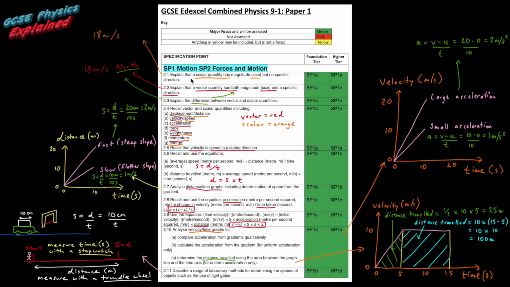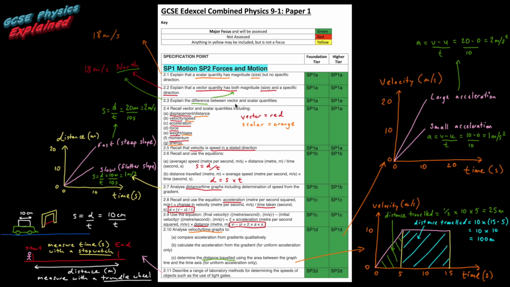So you're supposed to be able to explain that a scalar quantity has magnitude or size, but no specific direction. Magnitude is just a posh word for size. For example, 18 meters per second. It's just got a size. Yes, it's got units as well, but there's no direction. You've got to be able to explain that a vector quantity has both size and direction. For example, 18 meters per second, north.